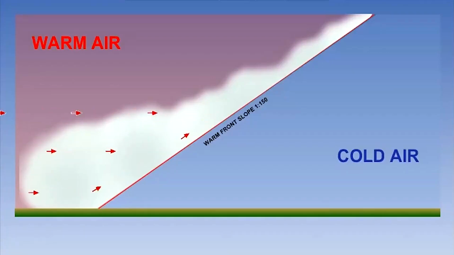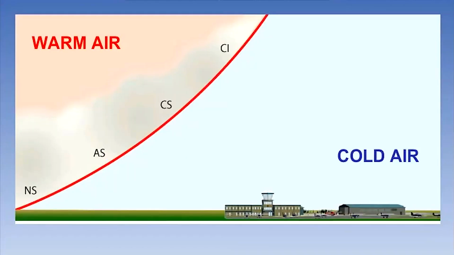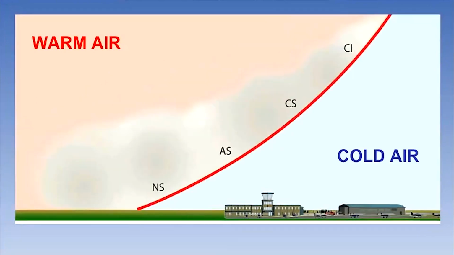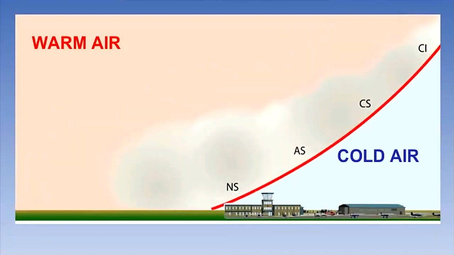Because the slope of the warm front is so shallow, roughly 1 in 150, the clouds that develop have a broad horizontal appearance and are therefore more commonly stratiform cloud. This means layered type. These clouds can extend up to 600 nautical miles away from the surface position of the front. Looking along the front, note that at lower levels the cloud is much thicker and denser than those at higher levels.